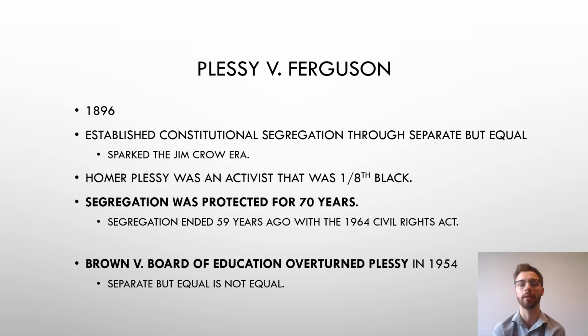This individual stated, quote, "The white race deems itself to be the dominant race in this country," and later referred to the Constitution as colorblind, acknowledging the racial dominance of the time and how our Constitution ignored this reality of life at that time. Fascinating position to have in the 1890s. Segregation was then protected for another 70 years until Brown v. Board of Education overturned the ruling provided in Plessy v. Ferguson.